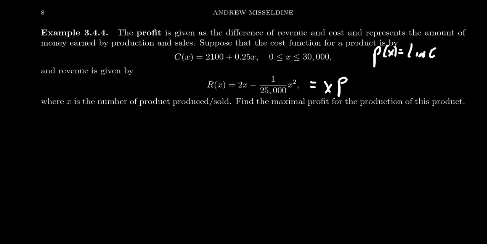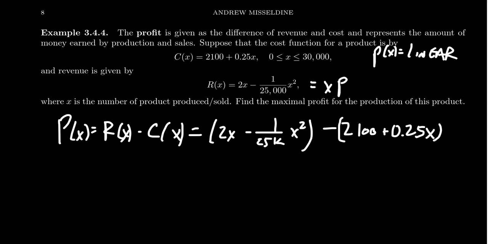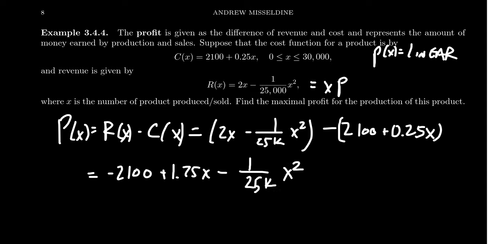And so the profit function we can compute by taking the difference of these things. Profit P of x in general is the revenue minus the cost, so we take the revenue function 2x minus 1 over 25,000 x squared and subtract from that 2100 plus a quarter x. This would give us our profit function. Combining like terms, we end up with our profit being negative 2100 plus 1.75x minus 1 over 25,000 x squared. And so this is our profit function.